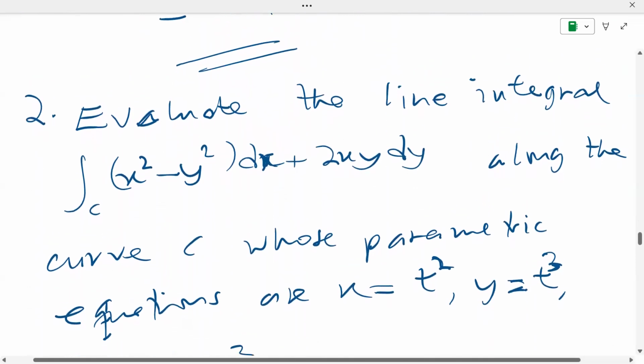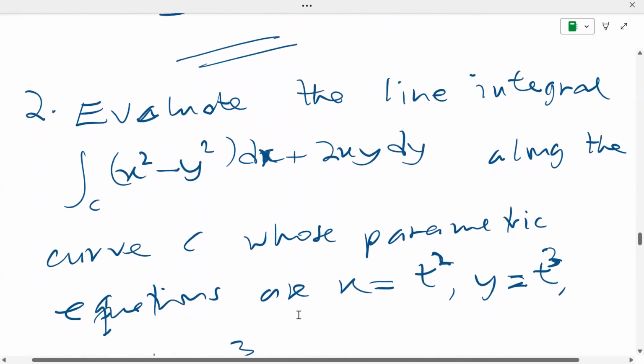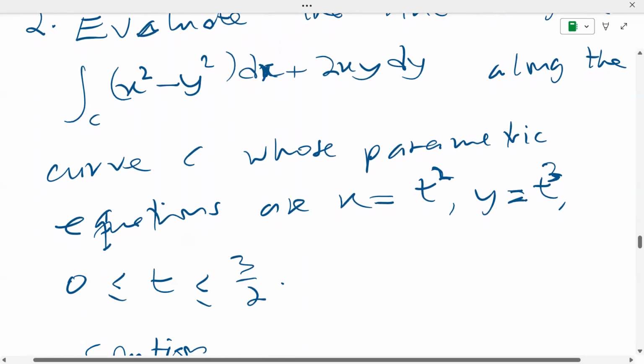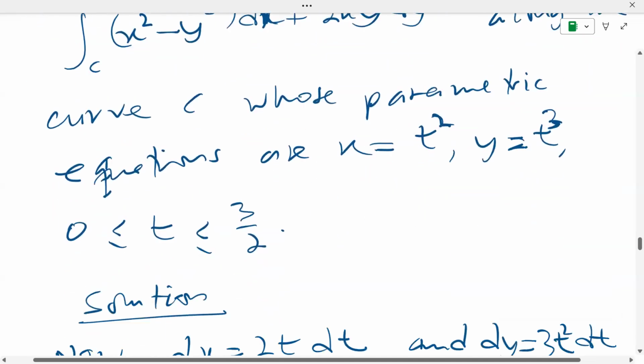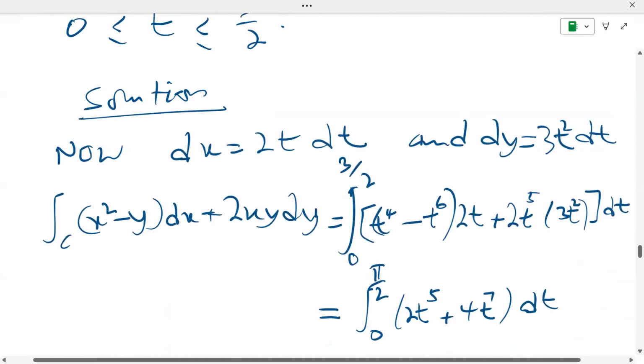Let's look at question 2. Evaluate the line integral given this way along the curve C, whose parametric equations are x equals t squared, y equals t cubed, and then our t between 0 and 3 on 2 inclusive. So that does it for this. Now, let's look at the solution.